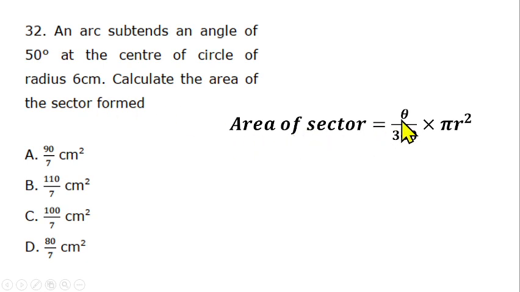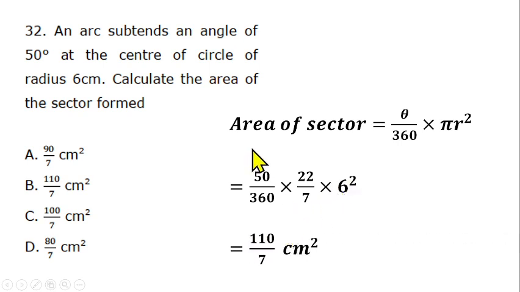So that gives our area of the sector as theta over 360 times pi r squared. So if you substitute that, our angle is 50 over 360, pi is 22 over 7, then radius is 6, that will be 6 squared. Then we simplify that further. If you reduce this, you will have 110 over 7 centimeters squared. And option B is the correct option for question number 32.